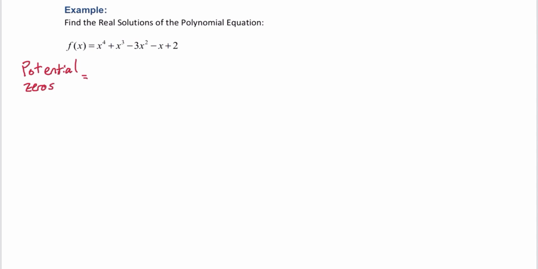To find potential zeros, we start with the factors of the constant. The constant is 2, and the factors of 2 are 1 and 2. And we'll divide that by the factors of the leading coefficient, which in this case is 1. So we just have plus or minus 1 and plus or minus 2. These are the potential rational zeros.